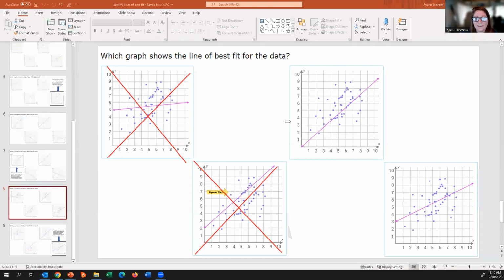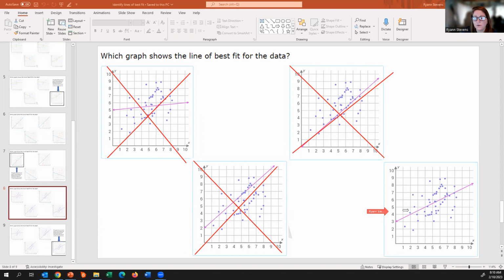And then if we look at this one, we can see again there are more points on the top of the line than there are on the bottom of the line. So we would say this is not going to be an example of the line of best fit. Now this last one down here looks to be very close. It looks like there are the same amount of points on the top and the bottom. We can go through and count those.